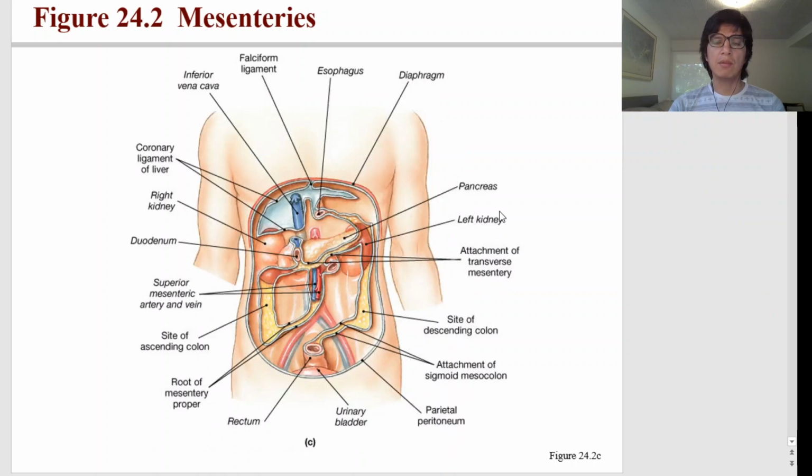Here you have a view of the abdominal cavity with all of the peritoneal organs removed. As you can see, there are certain organs which are retroperitoneal. They're behind the peritoneum. That includes the kidney. That includes the pancreas. You see the duodenum. It's also retroperitoneal at this level, and you will see also the rectum following through.